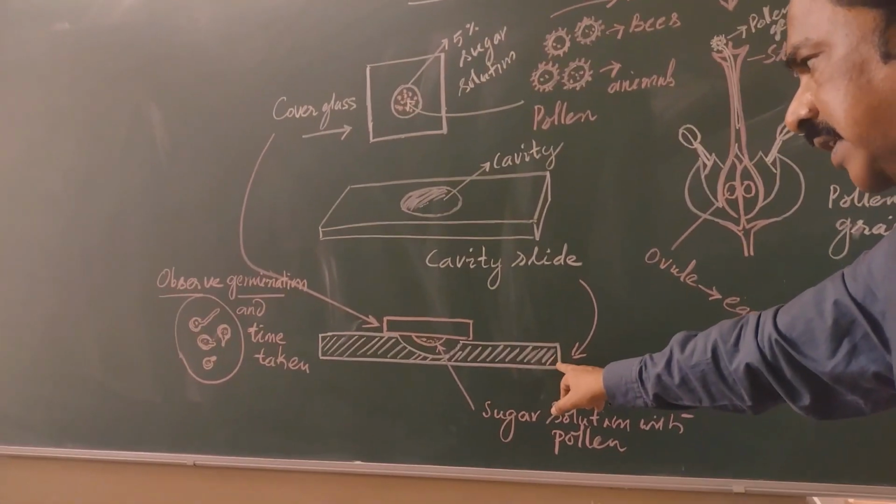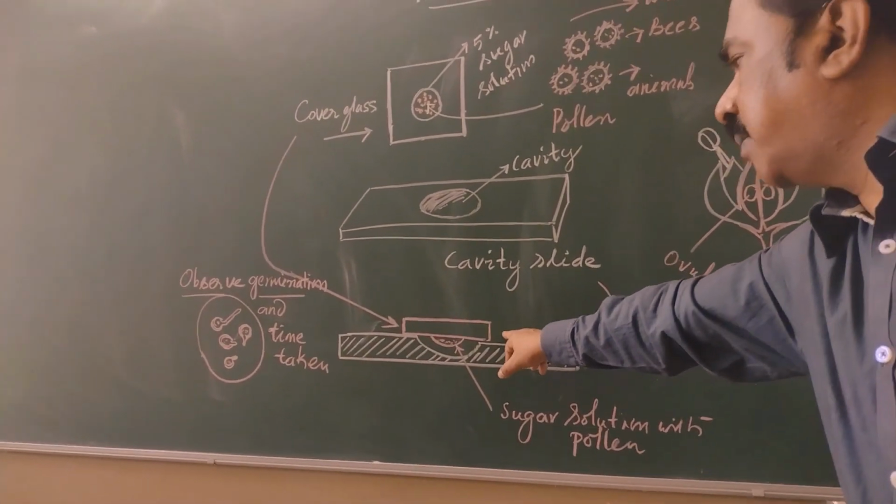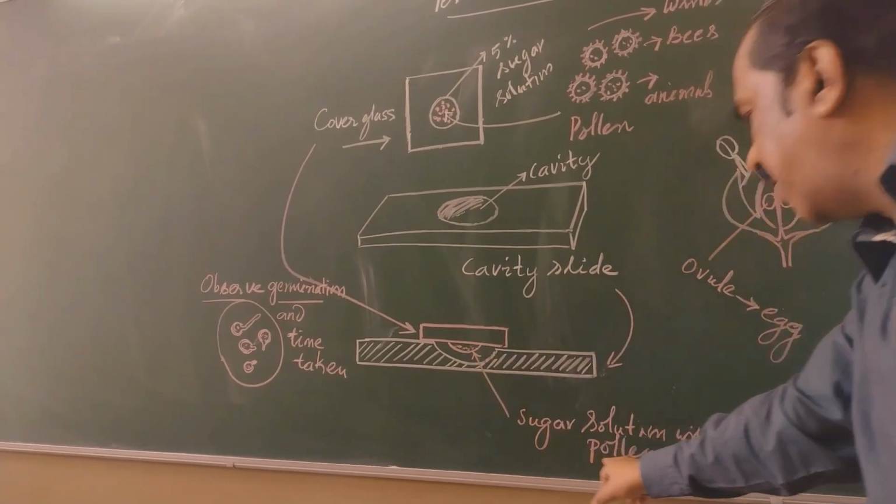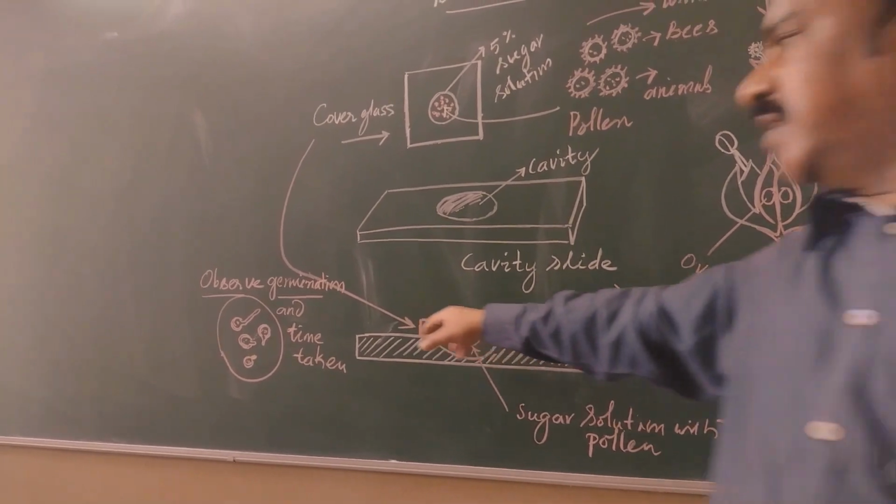This is the cavity slide onto which the cover slip is inverted. You can see the hanging drop. Hanging drop is having the pollen grains, and these pollen grains will germinate.